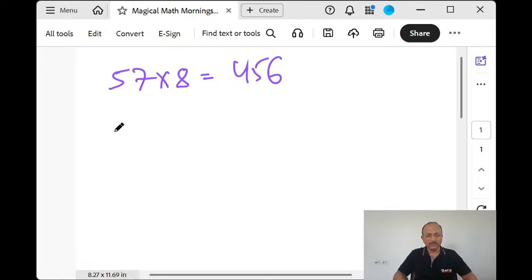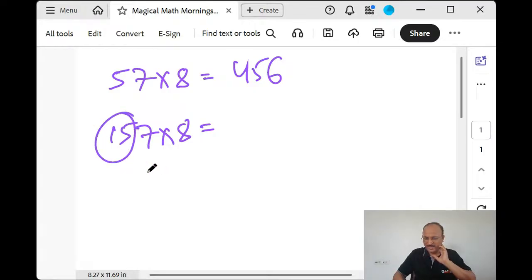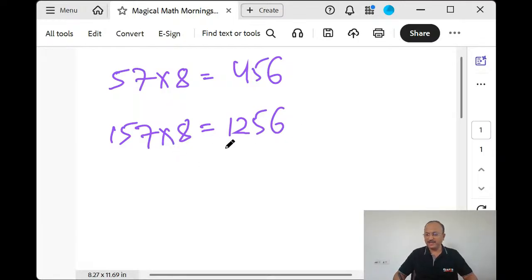Let's take the same thing, 157 into 8. First one, always think like this: 157 doubled is 314, then 628, then 1256. Yes, that is perfect. 1256. Very good. Correct? You are able to multiply in a few seconds.